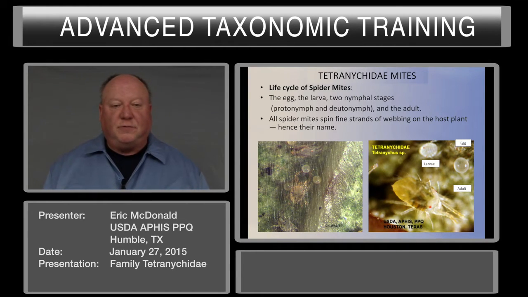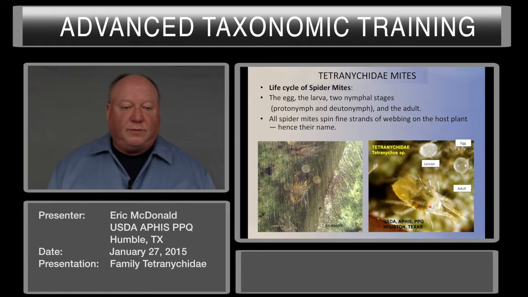Most spider mites spin fine strands of webbing on the host plant to help protect the colony from predators, and that is how they get the spider part of their common name. The eggs are attached to these fine silk webbings in the groups that do spin webs and hatch in approximately 3 days. Eggs are laid one at a time, with females depositing 5 to 6 eggs per day, with a total of 60 to 100 eggs per female.